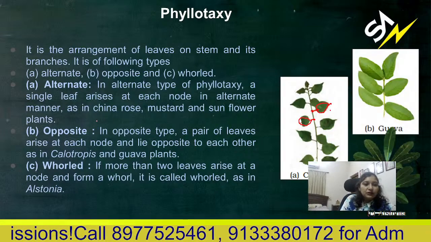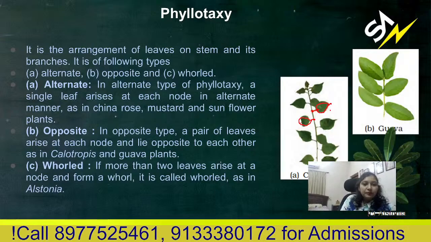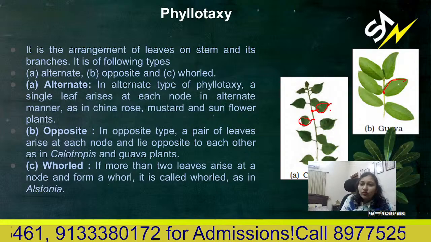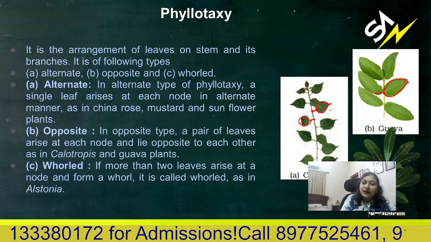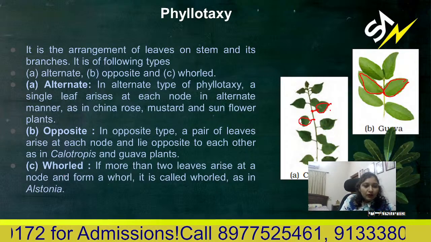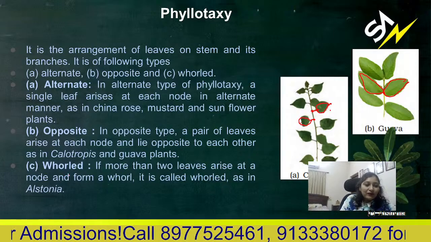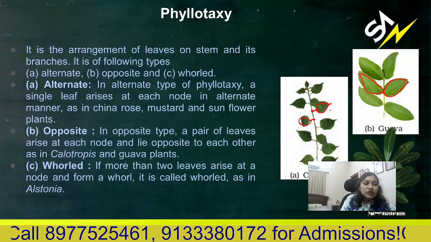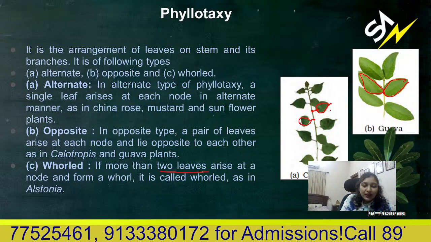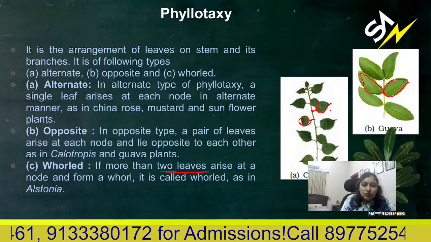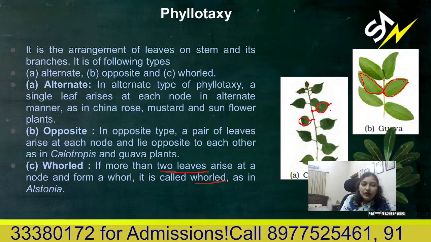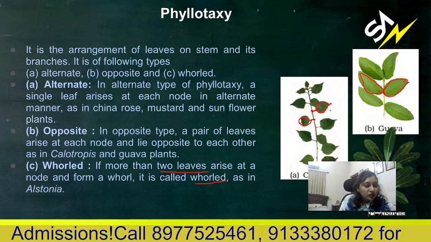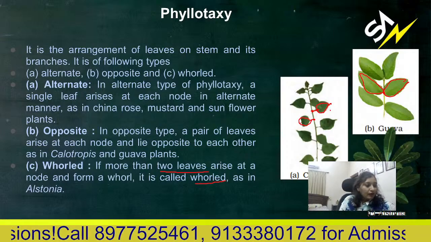Then next it is about the opposite. In the opposite type, a pair of leaves arise at each node. You can see here, at each node, a pair of leaves. Pair means two leaves. Like in Calotropis and guava plant. Then whorled: at each node, more than two leaves arise, forming a complete whorl, like in the case of Alstonia. You can see this in the picture also.